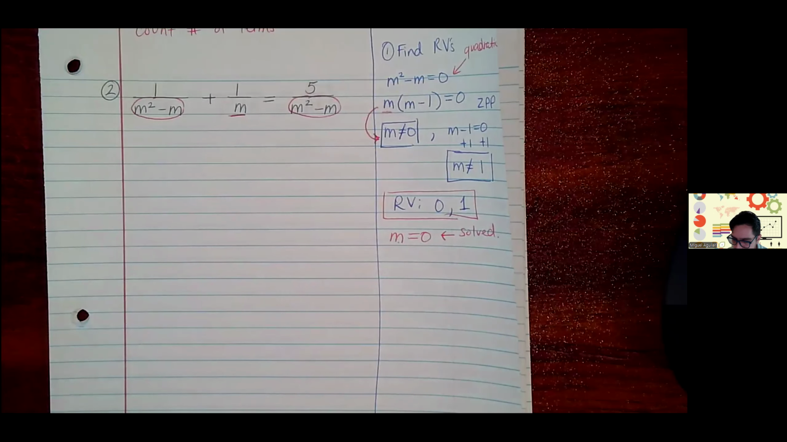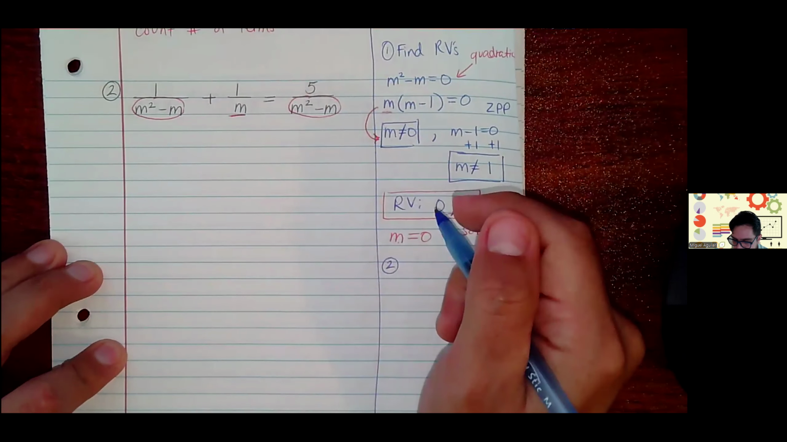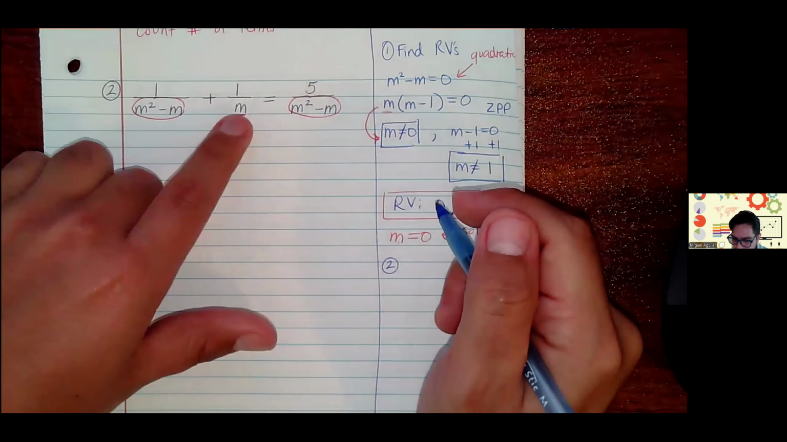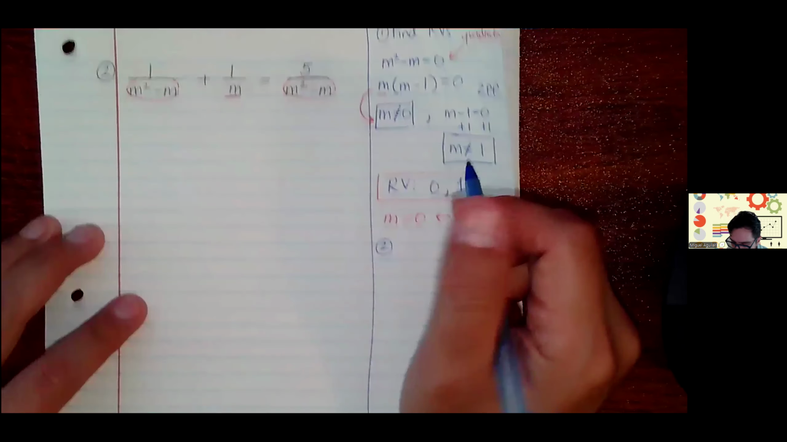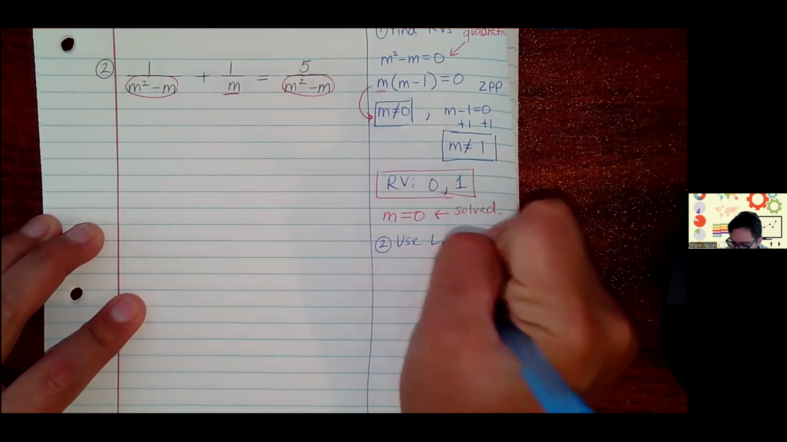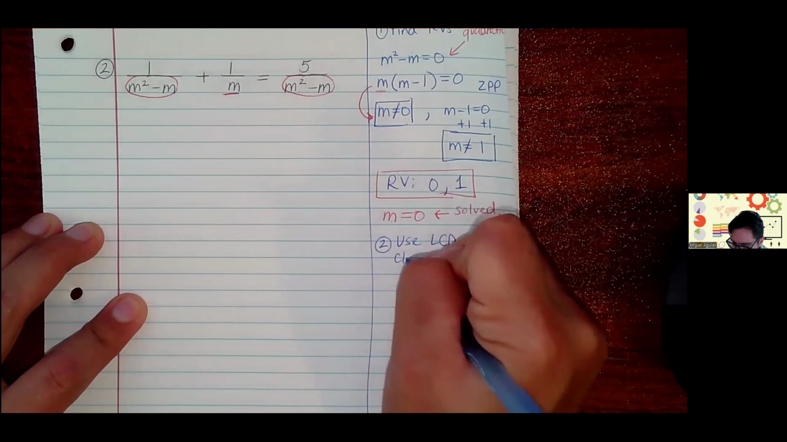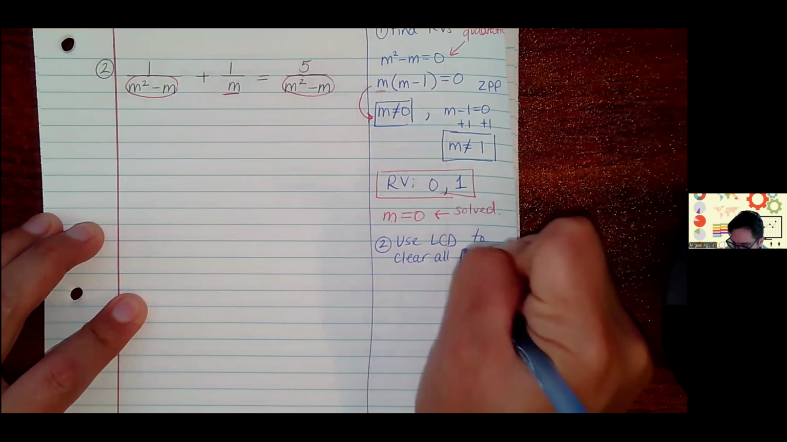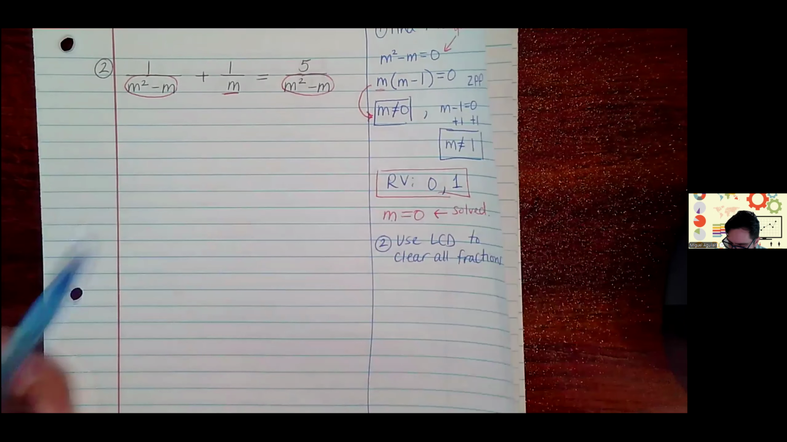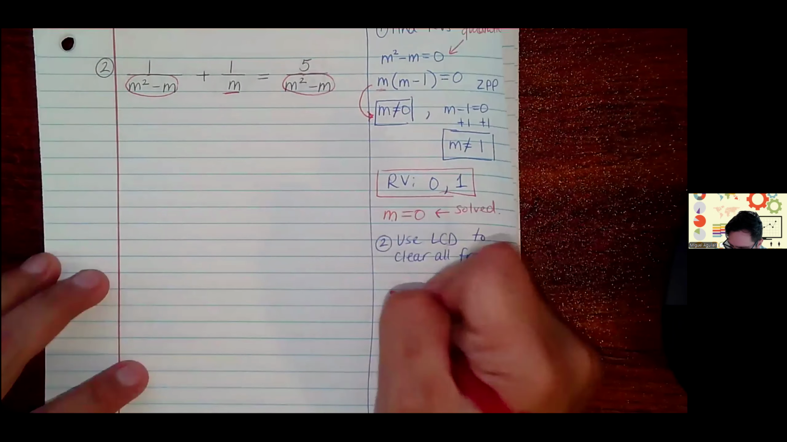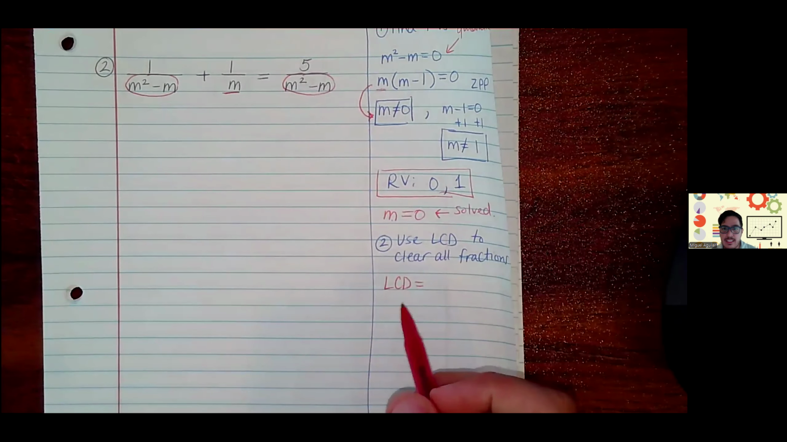The next thing we need to do is use the LCD, least common denominator, to cancel out the denominators that we have, to clear all fractions. And so here we go. This is the hard part, I think, of these equations: identifying what the LCD is.